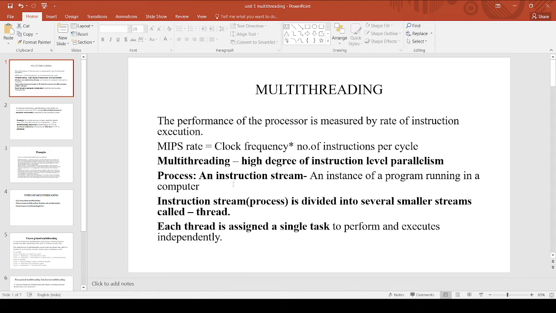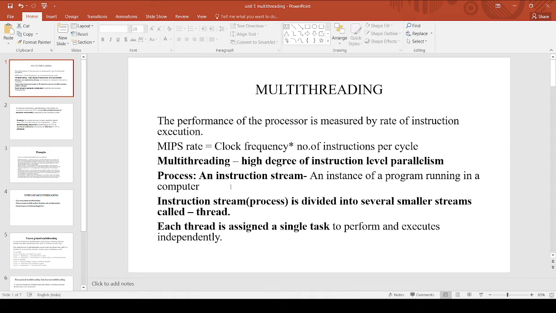To know what a thread is, first we have to know what a process is. The entire application program is divided into instruction streams, that is called a process. An instance of a program running in a computer is called a process. That instruction stream or process is further divided into several smaller streams, called threads. Each thread is assigned a single task to perform and executes independently.